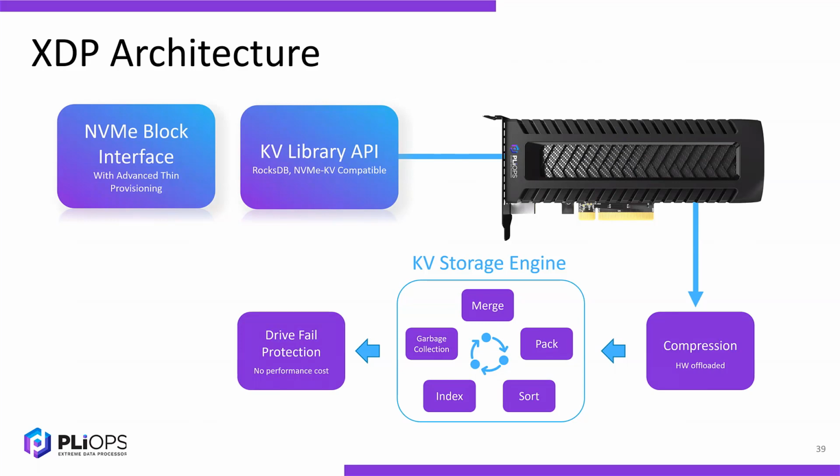Rob had some great examples of how that's being solved with DPU. Our solution, the PlyOps XDP architecture, PlyOps Extreme Data Processor architecture, is very simple. It presents itself as two APIs. One is just a standard NVMe block interface, so it shows up as another storage in the system. And to get really, really big gains, we also provide an API that a user can include as a storage API in their application.